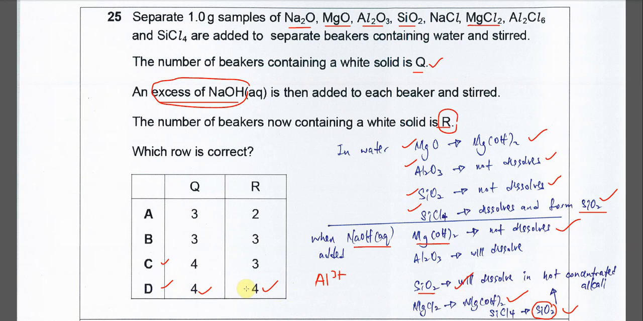Okay, in this question, you have to assume or you have to know the aluminium oxide will dissolve in the NaOH solution. This is the thing that you need to know.